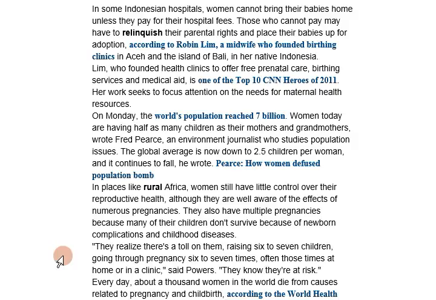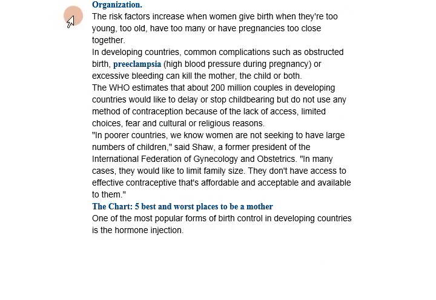Every day, about 1,000 women in the world die from causes related to pregnancy and childbirth, according to the World Health Organization. The risk factors increase when women give birth when they're too young, too old, have too many, or have pregnancies too close together. In developing countries, common complications such as obstructed birth, preeclampsia, high blood pressure during pregnancy, or excessive bleeding can kill the mother, the child, or both.